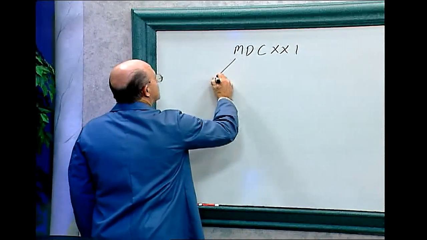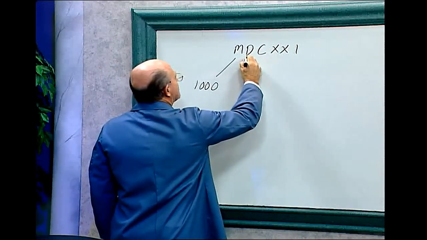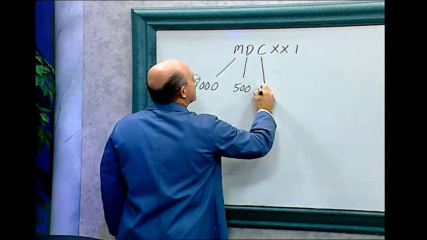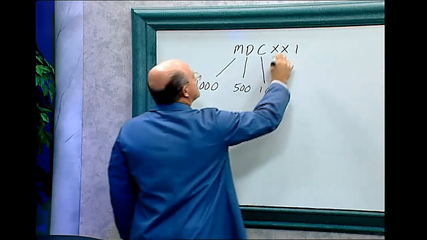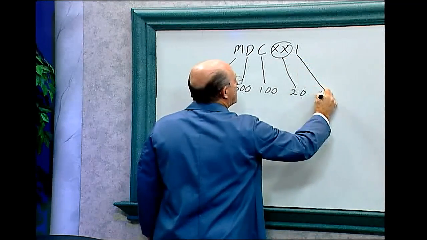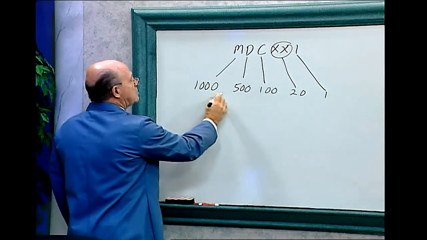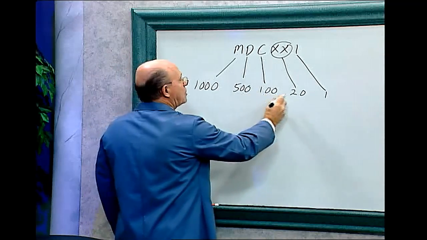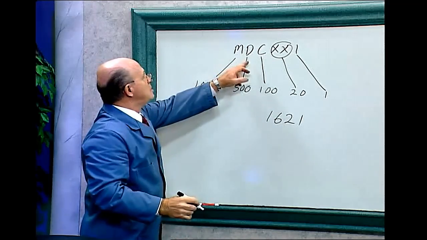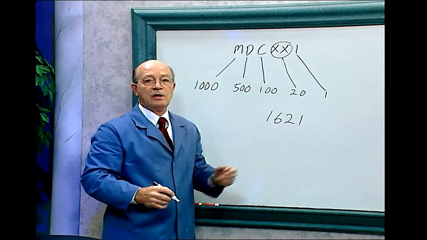The M, as we know from before, stands for 1,000 years. The D is 500. The C is 100. The two X's here together is 20, and the I stands for 1. Let's just add them together. 1,000, 1,500, 1,600, 21. So MDCXXI equals the year 1621.